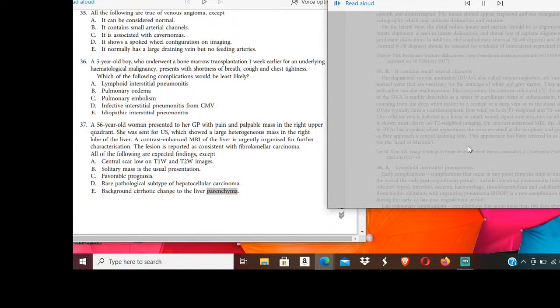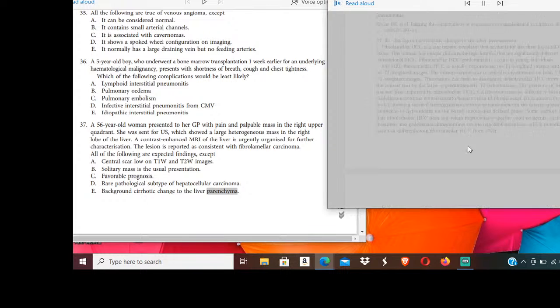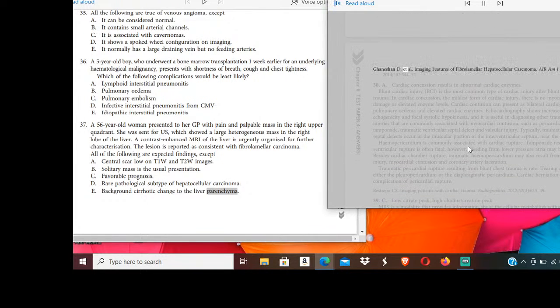Chapter 8. Test Paper 4, Answers. 215. Ganeshan D, et al. Imaging features of fibrolamellar hepatocellular carcinoma. AJR Am J Roentgenol. 2014, 202:544-52. 38. A. Cardiac concussion results in abnormal cardiac enzymes.